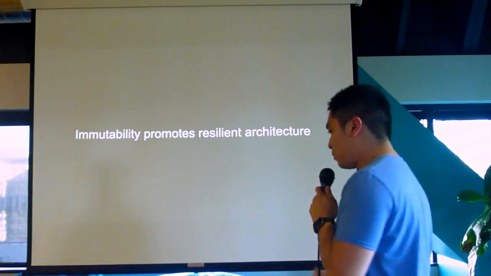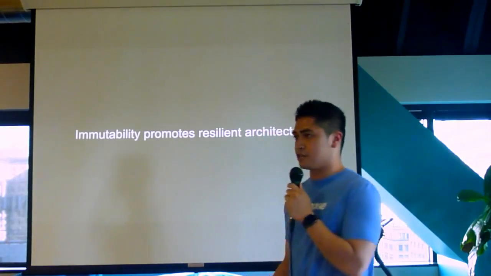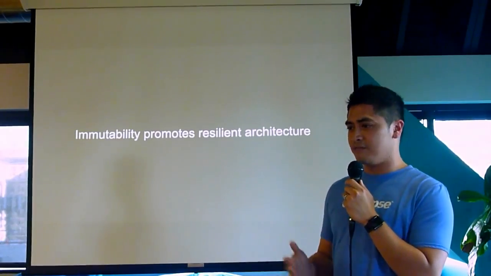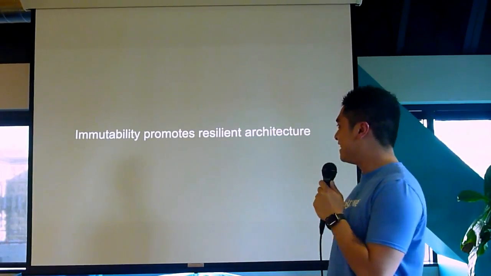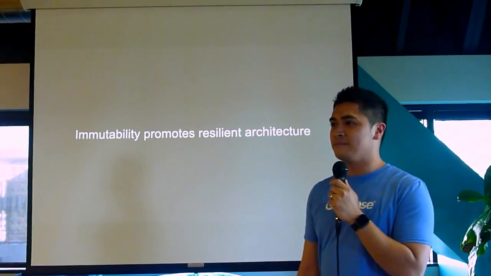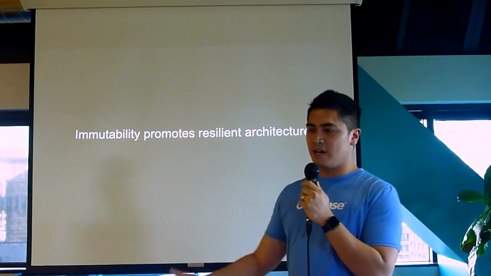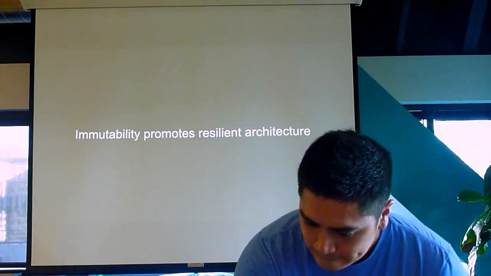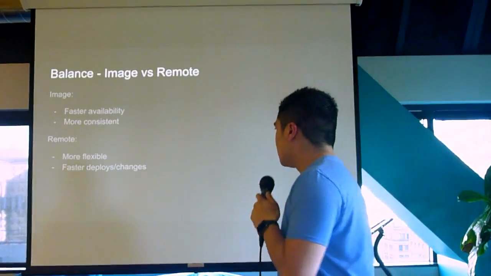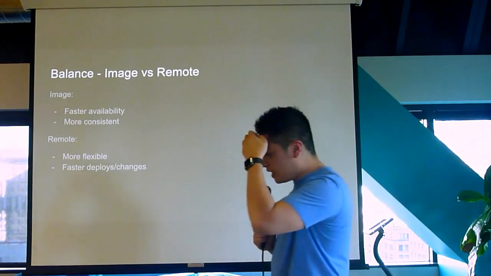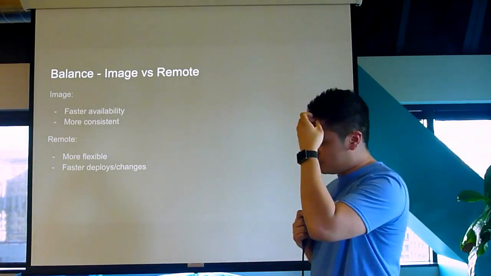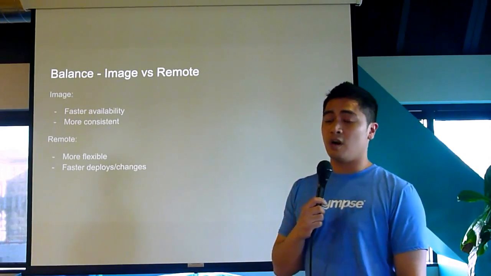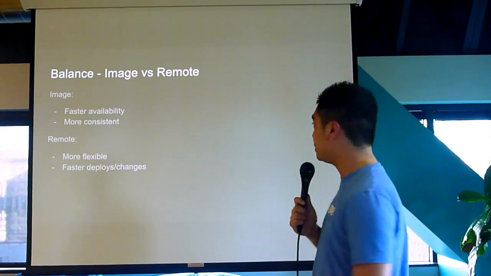Okay, so key point, immutability promotes resilient architecture, like I said. You can't run immutable infrastructure if things are going to die just from one box going down. So fix this problem first, and you'll get to the green field. Okay, so those are some reasons why you want to use immutable infrastructure. Obviously it reduces the headaches for people who are operating or managing your infrastructure.